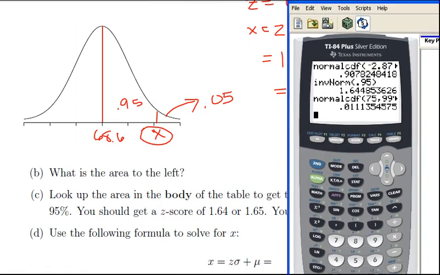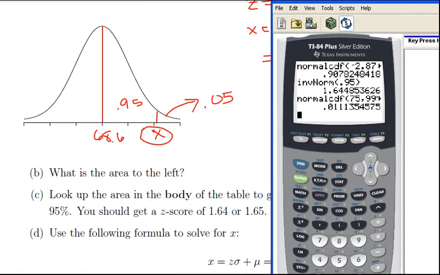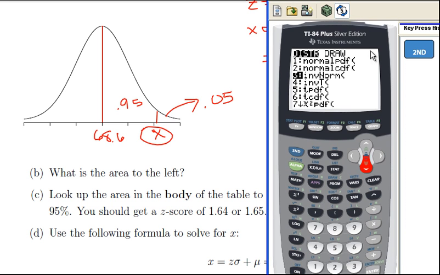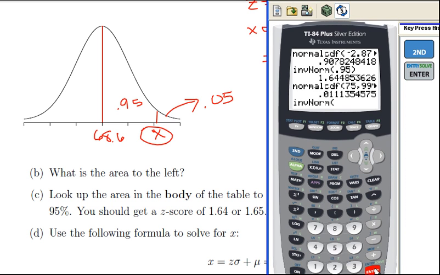Okay, there's my calculator. To do this on your calculator, you go to second, VARS, and then we go to inverse norm. This is a type of problem that we're working backwards, so we call this an inverse problem. And for one of these, I put in the area to the left. The area to the left is going to be 0.95.